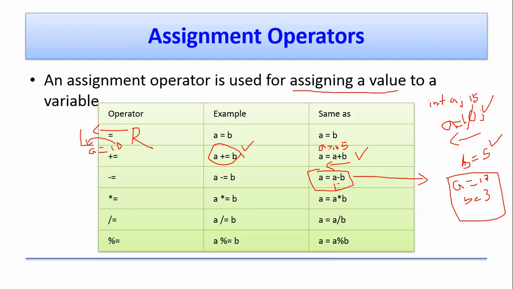17 is there, right? Subtract. B is 3. Then this executes right to left. Then 17 subtract 3, that is 14. 14 is assigned to A. Then 17 is replaced by 14. There is no change for B because there is no value assigned to B. They assign the value to the variable A.